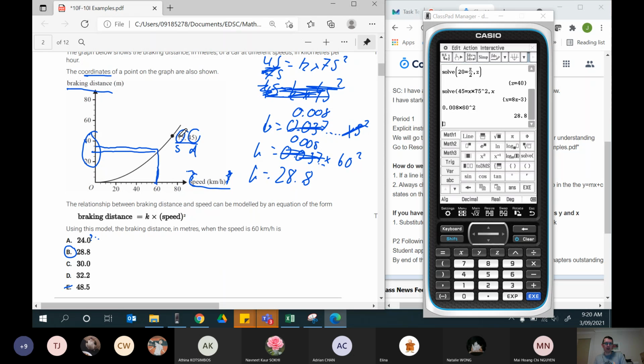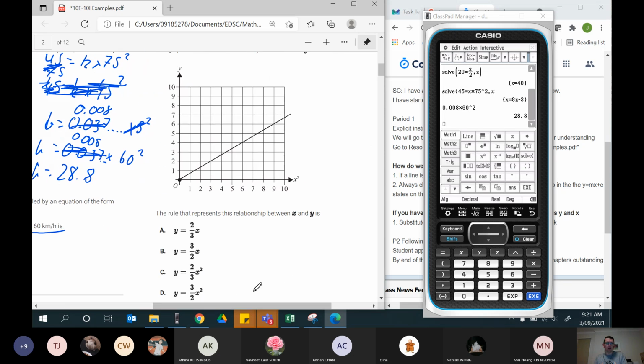So really, we're just going to substitute X and Y into this equation. Speed, just check that is 75, 45 for here. That's going to be 75 squared. Solve for the value of K, which you found is 0.008. Put it back into the equation once you know what that is. Then we want to use this when the speed is 60. So then you're going to say 0.008 times 60 squared. What is my answer for that? And you find it's 28.8. Well done. I think I made that a lot harder than what it needed to be.